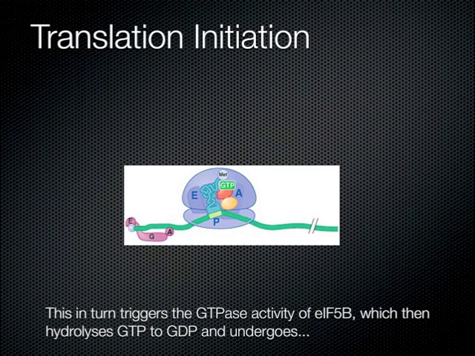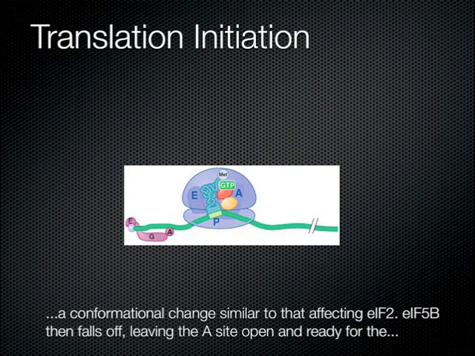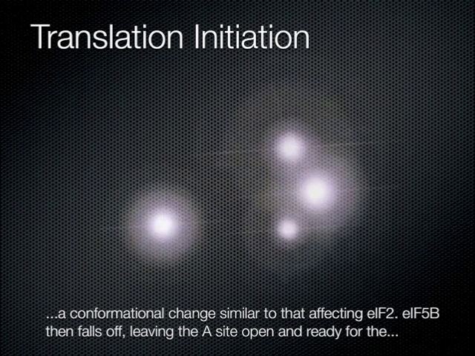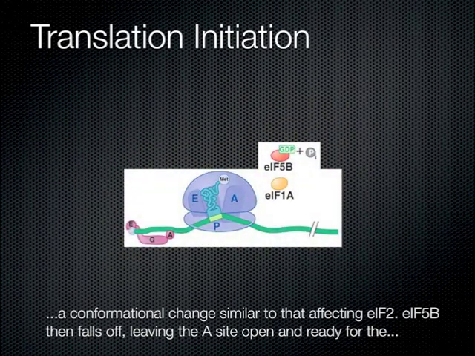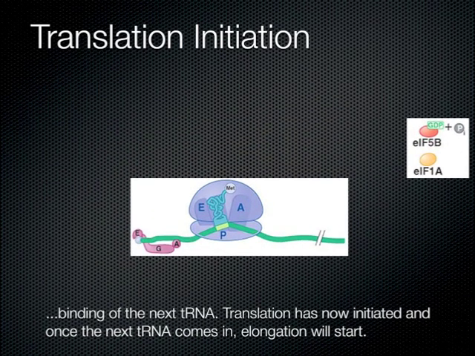The binding of the large ribosomal subunit in turn triggers the GTPase activity of EIF5B, which then hydrolyzes GTP, and this triggers a conformational change in EIF5B, which is similar to that affecting EIF2. EIF5B then falls off, leaving the A site open and ready for the binding of the next tRNA. At this point, translation has initiated, and once the next tRNA comes in, elongation will start.